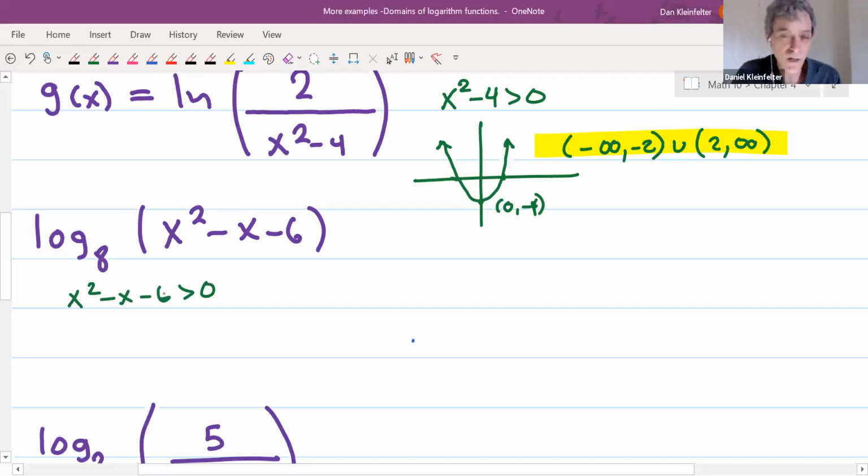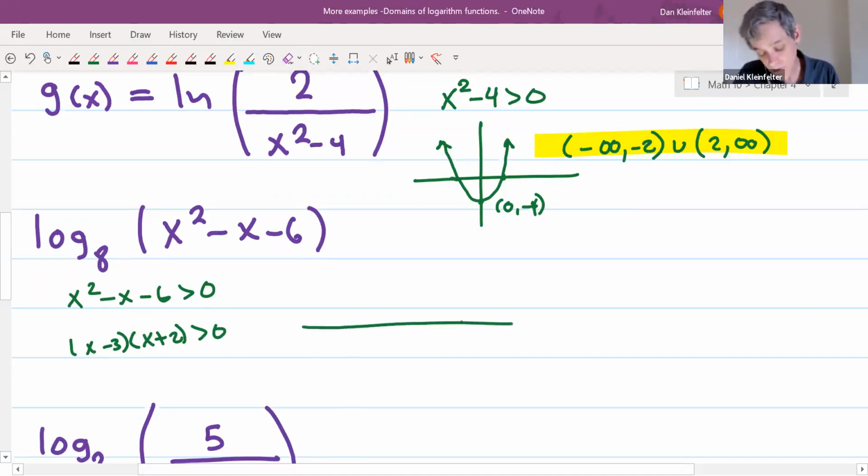So again, you could do this using the graph, which is probably easiest. I'm going to do this using a sign chart though, just so that you have an example of what that looks like. Either way, we're going to want to factor that left side. So we've got x minus 3 times x plus 2 is greater than 0. I know from arithmetic that if you multiply a negative times a negative, you get a positive, or a positive times a positive, you get a positive, and otherwise you get a negative.